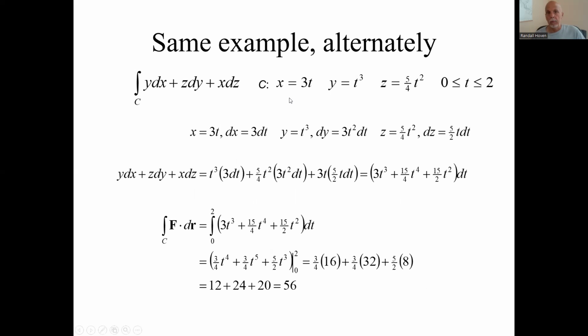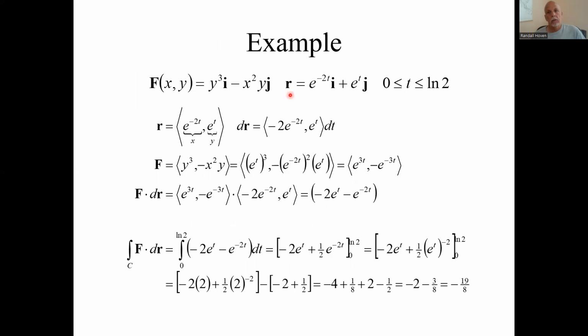Another way to do that same problem is by direct substitution. Everywhere there's an x, you put in 3t. Y, you put in t cubed. What do you put in for dx then? 3 dt. Put in for dy, 3t squared dt. This integrand then, by direct substitution, becomes this, which then simplifies to this. At this point, that's what you integrate over, again from 0 to 2. At this point, it's the same integral as before. Integrate it normally.